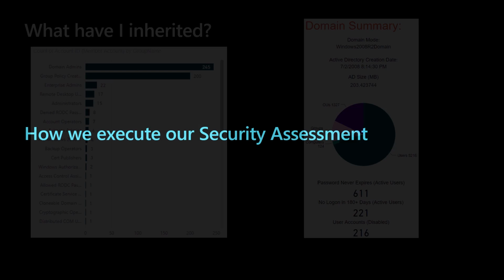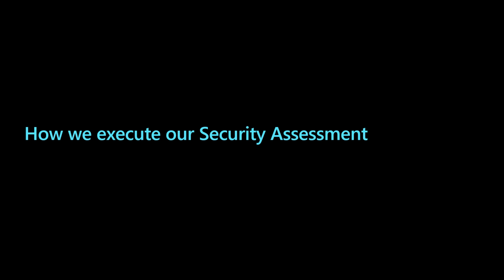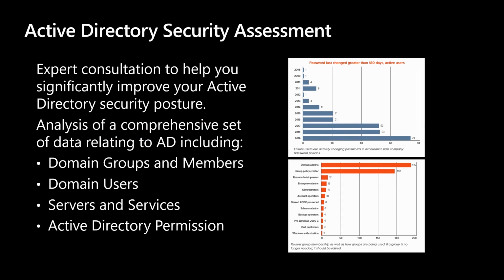So what we do is we execute our security assessment, and our security assessment is what allows us to start to visualize some of these risks. And the way we do this is we use a tool called Enterprise Reporter. So this is a Quest tool that we make, and we use that to collect data throughout the enterprise. We then take that data and we put it into Power BI, and Power BI allows us to visualize that data.